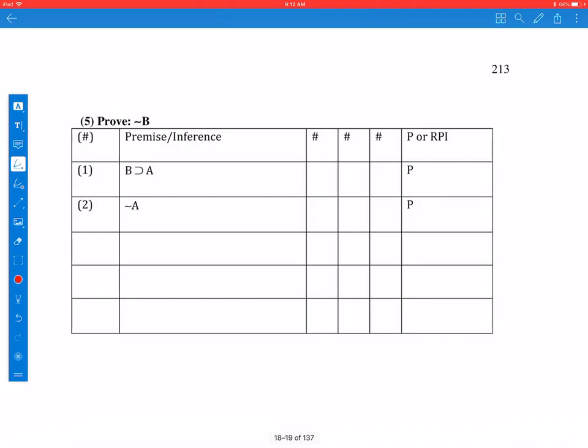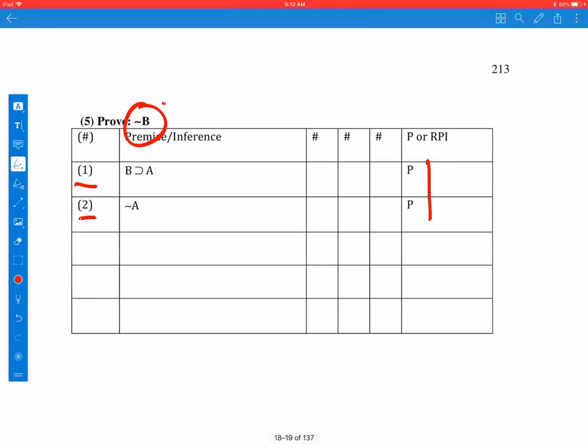Okay, this one, we're going to use a new rule that we haven't used yet. 1 and 2 are premises, as noted by the P's over here. We have to prove not B follows from 1 and 2. So the first thing that we should do is look for a not B. But we don't see a not B. So we might think that we're stuck.